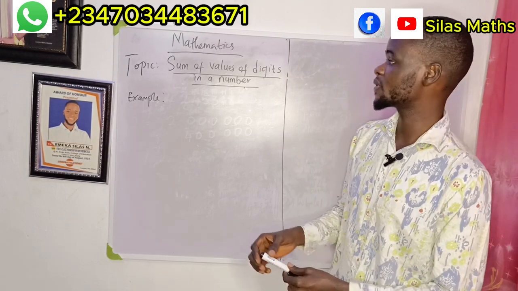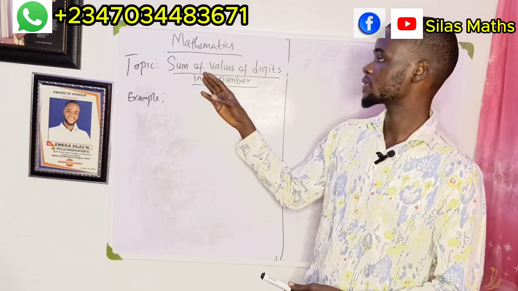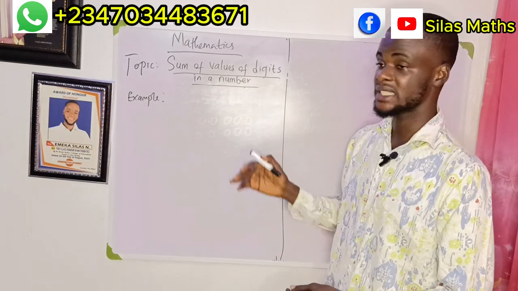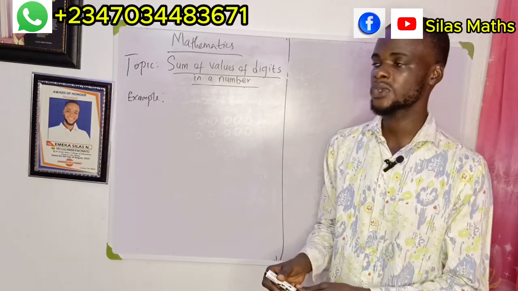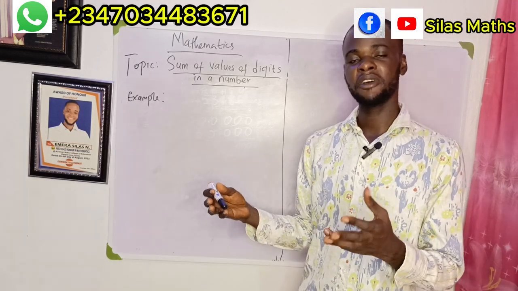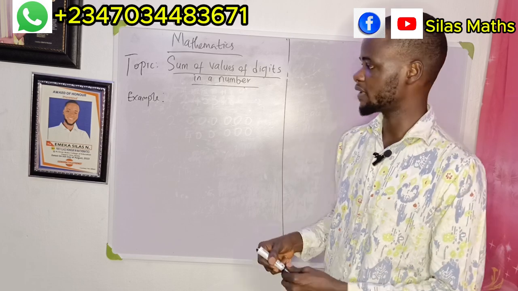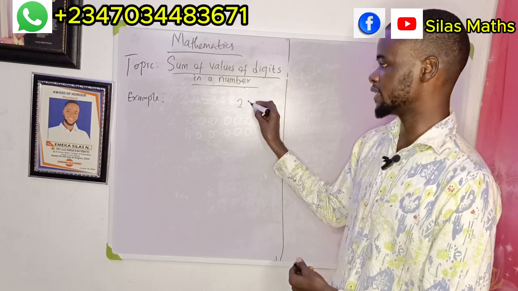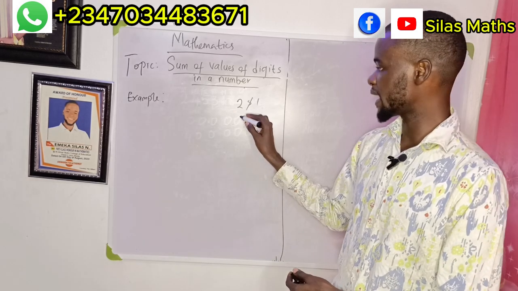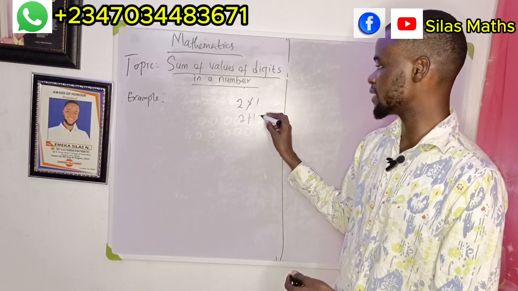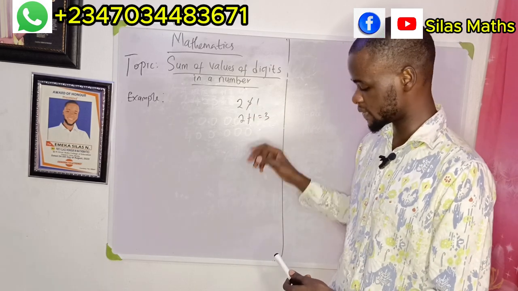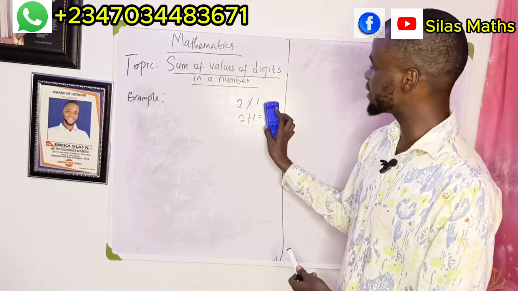Alright, in today's class we're going to consider the topic on the board: sum of values of digits in a number. When we talk about sum, what do we mean by sum? Sum is simply the value gotten after addition. For example, the sum of 2 and 1 is 3. That is to say, when I add 2 and 1, it is going to give me what? 3. So the sum of 2 and 1 is 3.